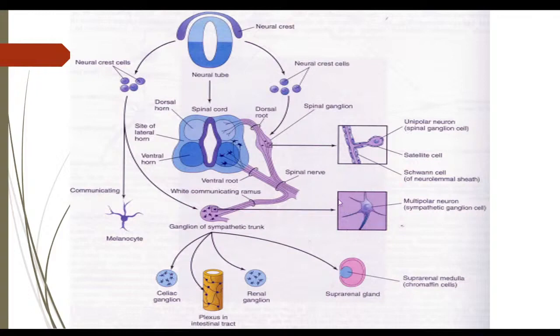And we have to see specialized neurons, two types of neurons. These are pseudo-unipolar neurons of dorsal root ganglia with satellite cells, which also arise from neural crest. Schwann cells also provide the formation of myelinated nerve fibers, and of course multipolar neurons of sympathetic ganglia.